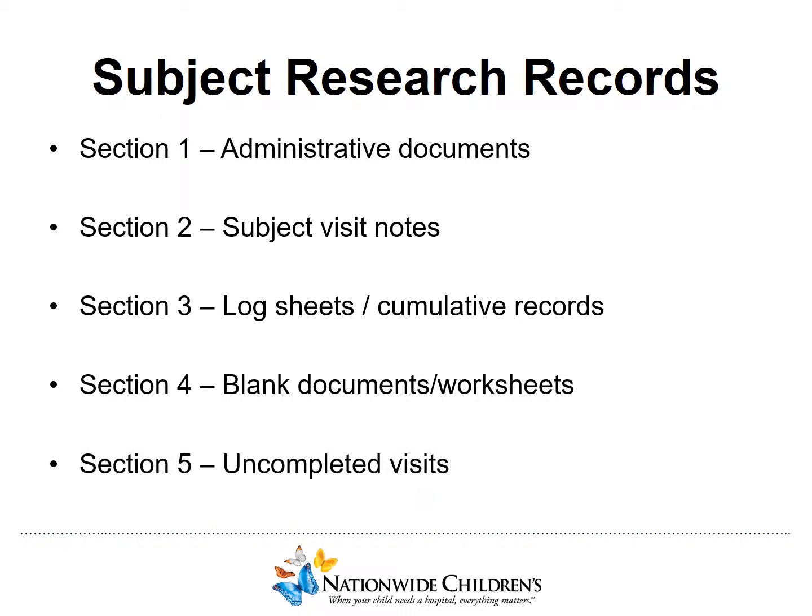Subject research record should have 5 sections. Section 1, Administrative Documents. Section 2, Subject Visit Notes. Section 3, Log Notes and Cumulative Records. Section 4, Blank Documents and Worksheets. And Section 5, Uncompleted Visits.